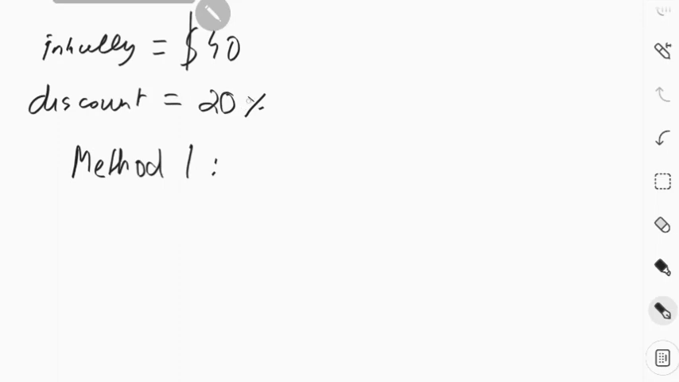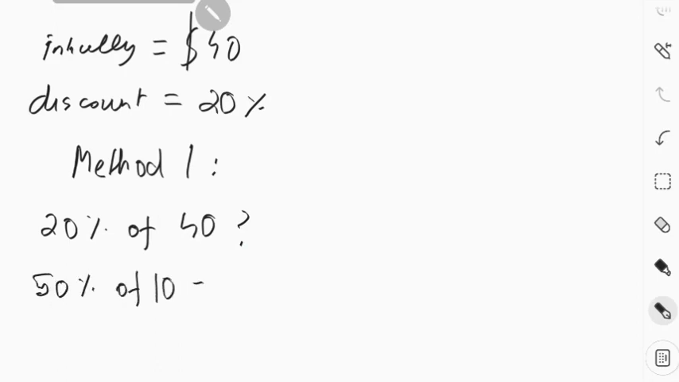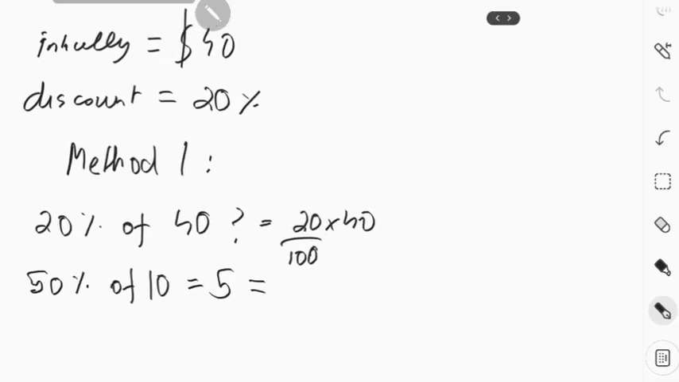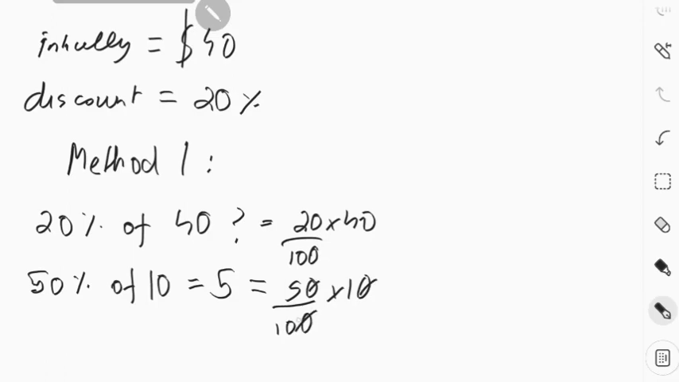Method 1 is you find what is 20% of 40. Like, what is 50% of 10, which is equal to 5? How did you calculate that? You know that it's just half. So what is 20% of 40? 20 into 40 by 100. This is what we did over here, 50 into 10 by 100. This cancels, so you're left with 5. Over here, these cancel, so you just get 8.